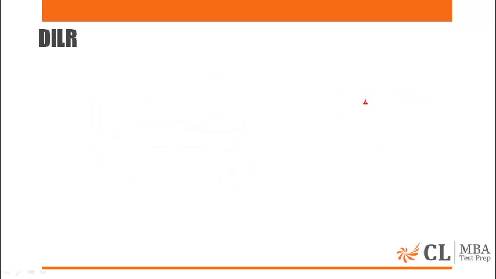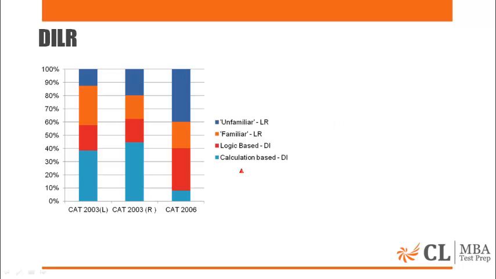If I look at DILR, before you actually look at this data, let's understand what I mean by this. LR I've differentiated into familiar and unfamiliar. By familiar I mean the kind of questions that you have done in the classes or in the material, things like arrangement, grouping, binary logic, and so on. The unfamiliar LR is a question that you're seeing for the first time, and you're staring at the question, and you have to do R&D to actually get to the answer. So that is the unfamiliar.